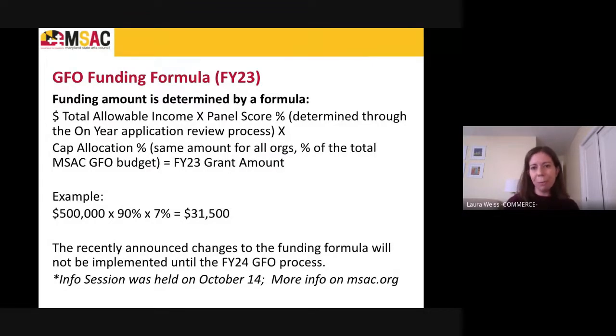So just to put some numbers to that, if your total allowable income was $500,000 and you scored a 90%, and our cap allocation was 7%, which it's usually somewhere around there, your grant would come to a total of $31,500.